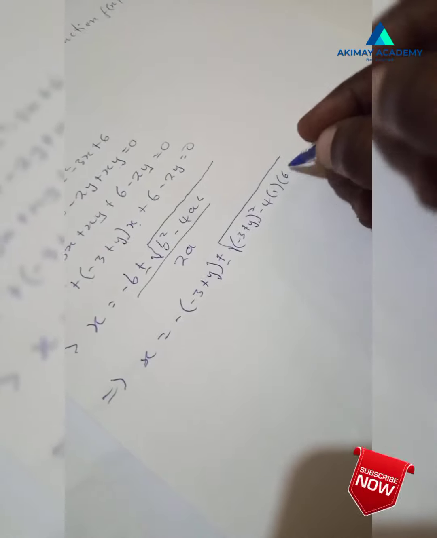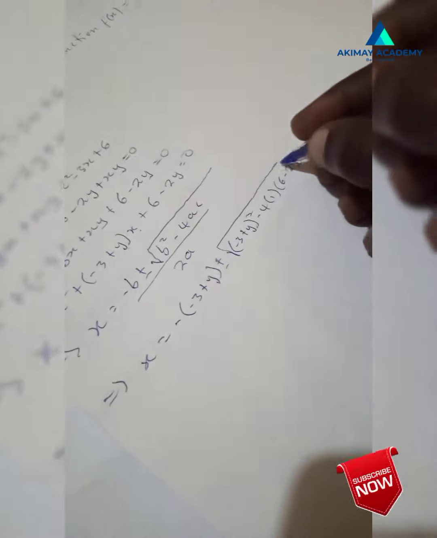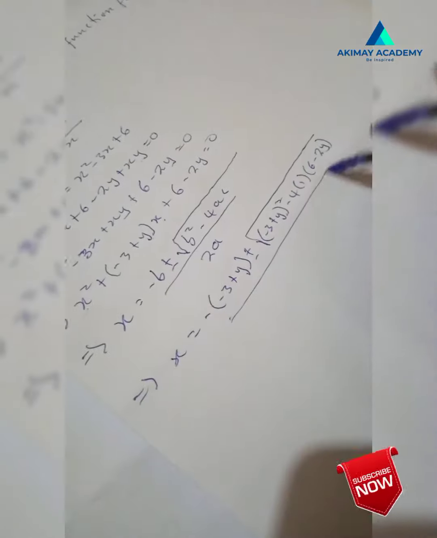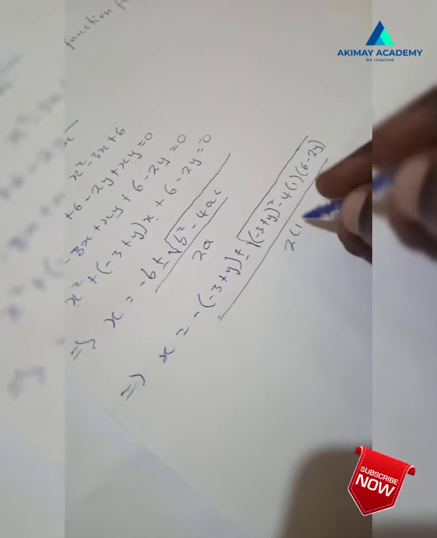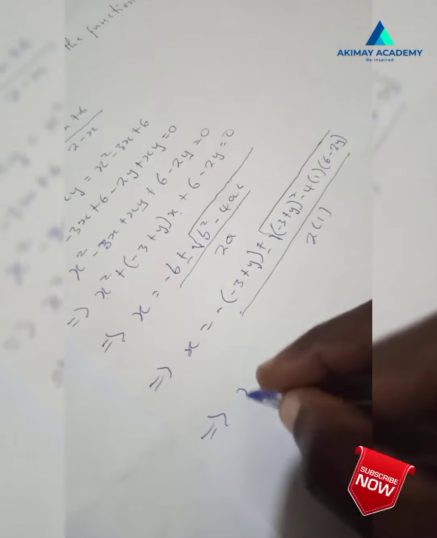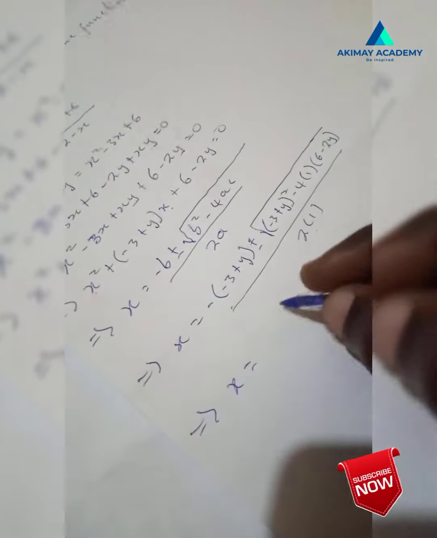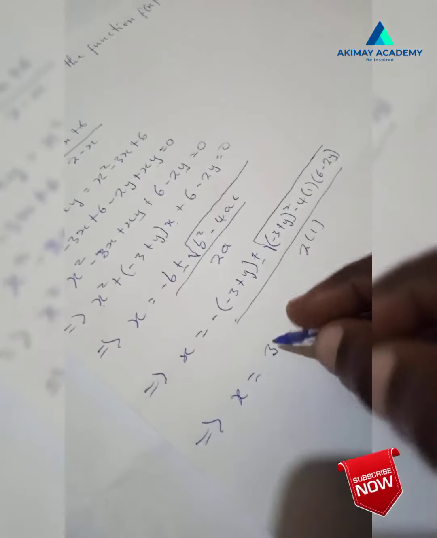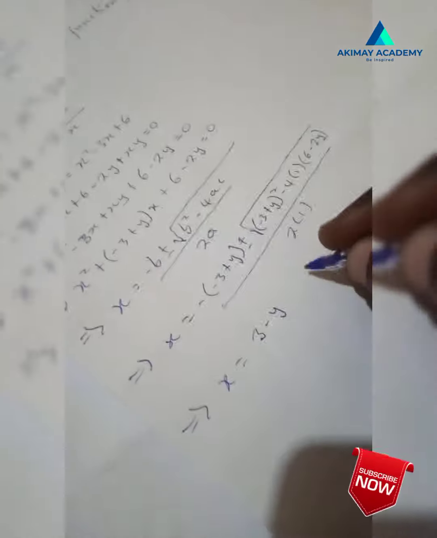Our c here is 6 minus 2y. Over here we put them nicely in brackets, all out of 2 multiplying 1. Then we simplify this. Negative times negative 3 minus y will give us positive 3 minus y.